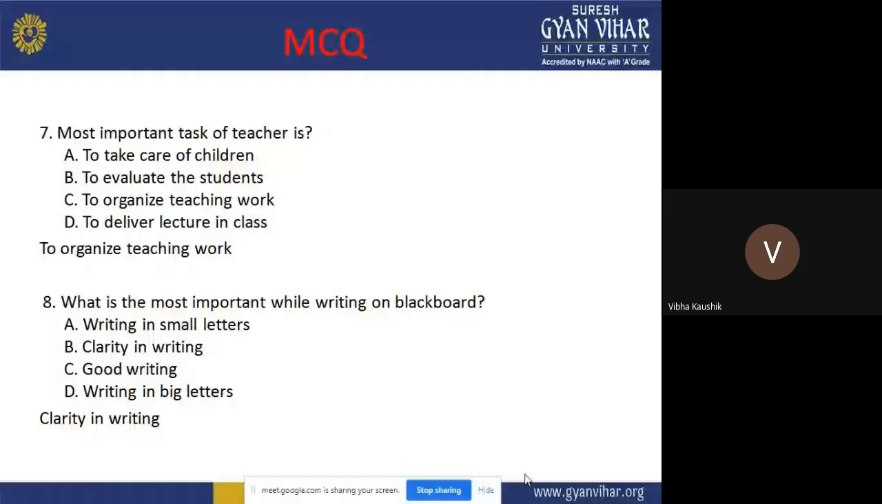Next one is: which is the most important thing that a teacher should consider when he or she is writing a review? A, writing small letters. B, clarity in writing. C, good writing. Or D, speed in writing. So the correct answer is option B, clarity in writing, so that everyone should understand what is being written on the board.